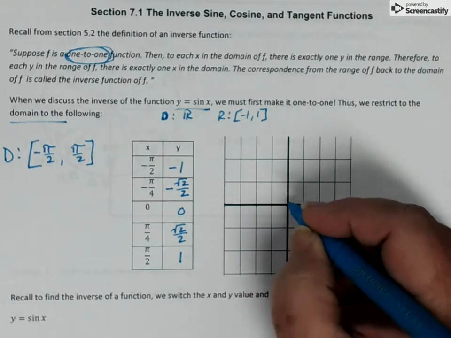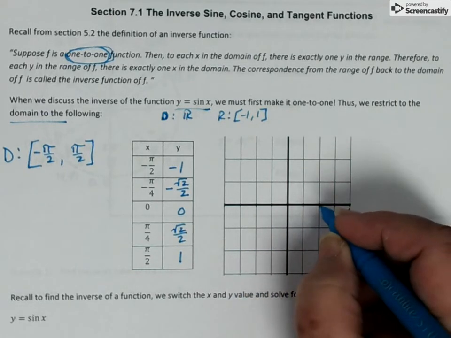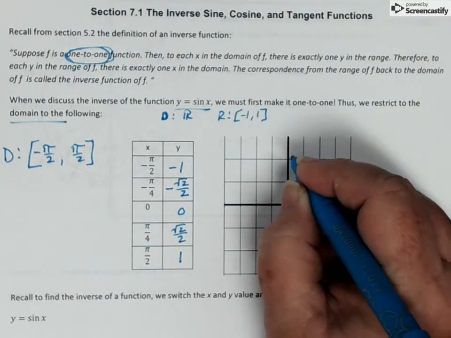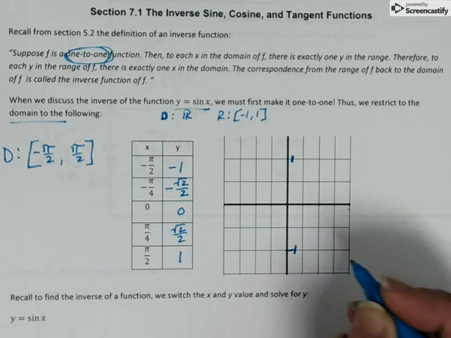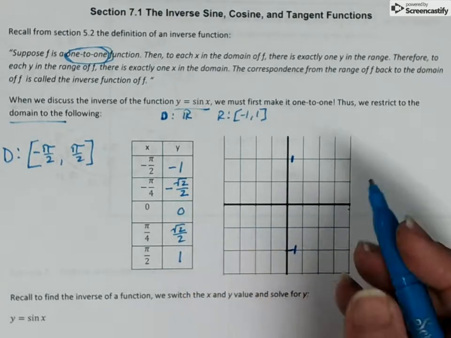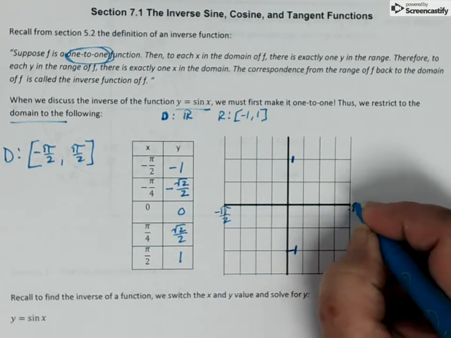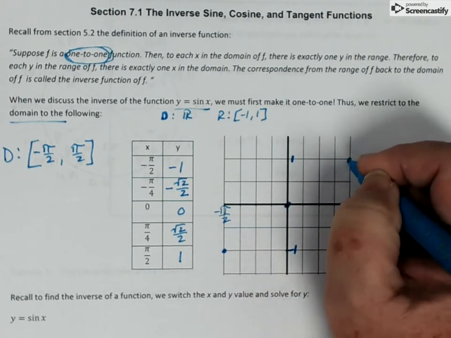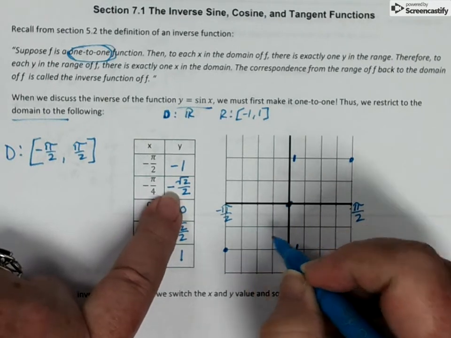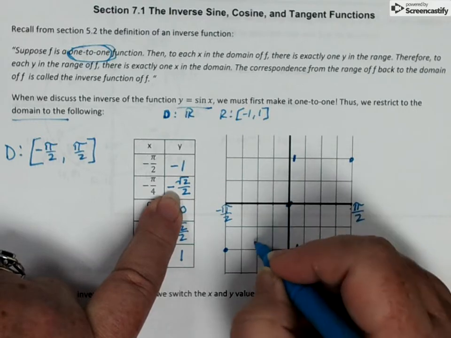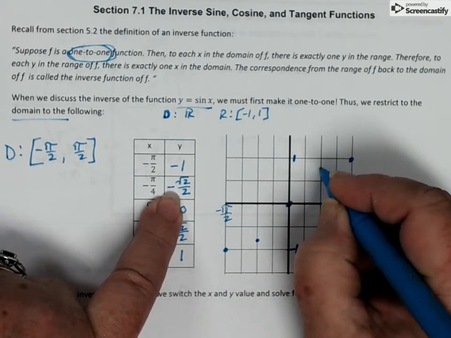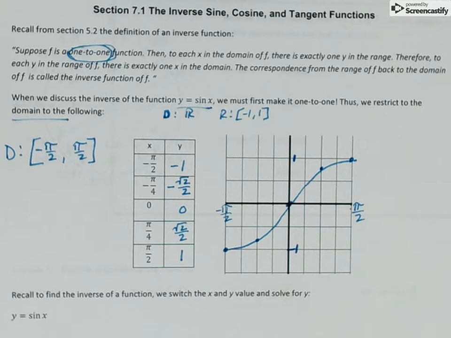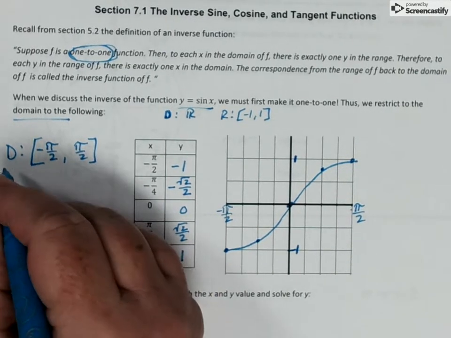So I'm going to graph that on here. Let's call this 1 right here, and let's call this -1 right here, and I'm going to label from -π/2 to +π/2, and I'm going to plot my points. That's about 0.7, so that'd be about right there and right there. So my graph is kind of going to look like that, right? So that is the sine function with a restricted domain, and the range is still -1 to 1.